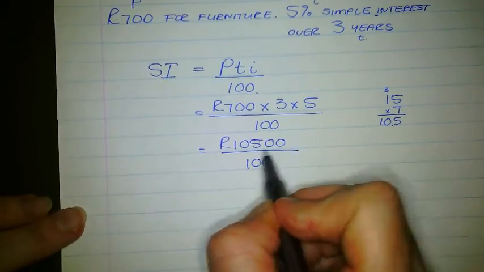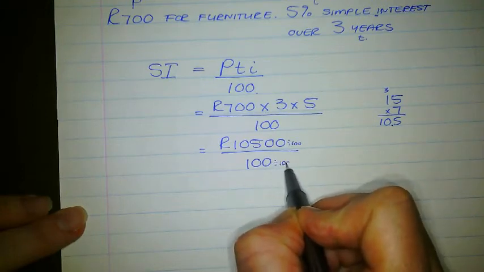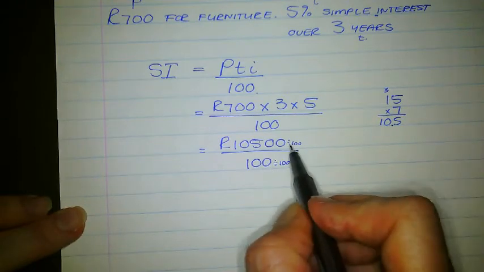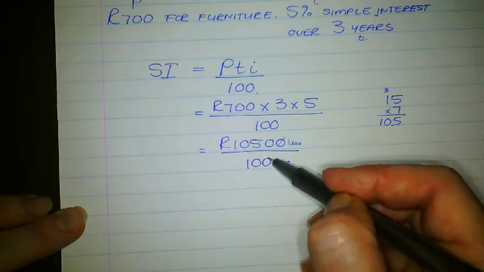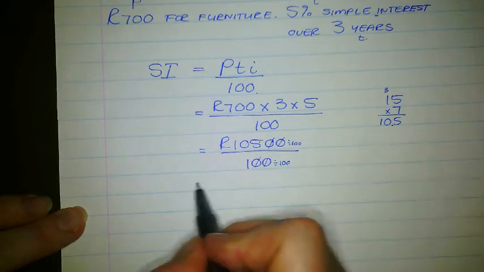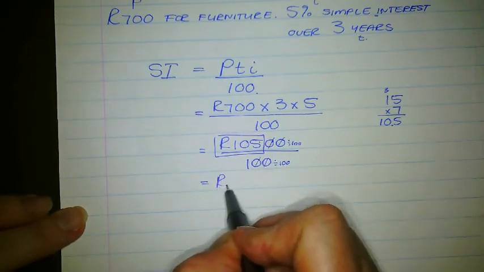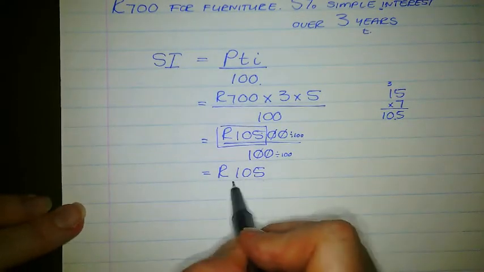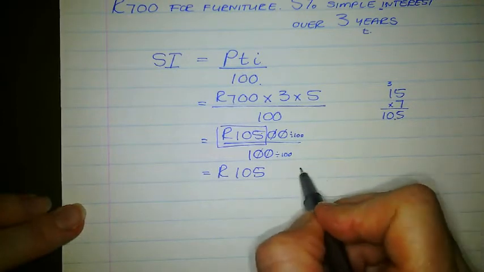You can simplify it by dividing by 100, or when you did the practicing of dividing with 100 and multiplying with 100 or 1,000, you can do the cancelling out, where you cross out, because you're dividing with 100, and the number that's left is going to be 105 Rand. Now the question is, what is this 105 Rand that I calculated? That is going to be your interest.